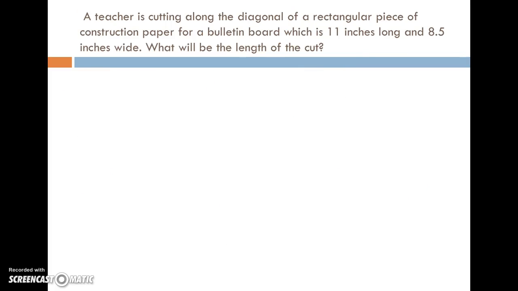Moving on. Okay, last example for you, and then you're done with your notes. A teacher is cutting along the diagonal of a rectangular piece of construction paper. So here's my construction paper. I'll be the teacher. And it says that I am cutting along the diagonal. This is all for my bulletin board, which is 11 inches long. So 11 inches long. And it says that it is 8 inches wide.